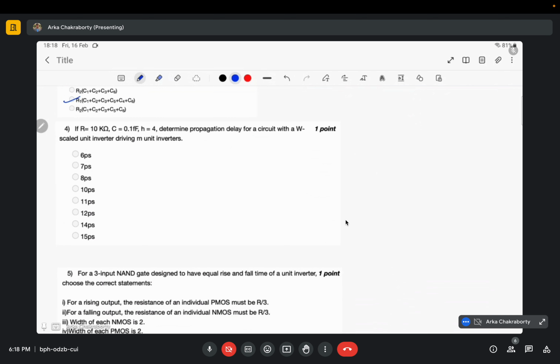Okay, question number 4. It is given that R is 10 kilo ohm and C is 0.1 femtofarad, and the electrical effort is given as 4. Determine the propagation delay for a circuit with a W scaled unit inverter driving M unit inverters. So what has been given to me?